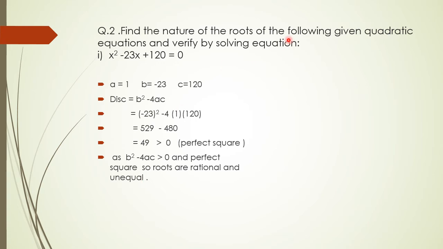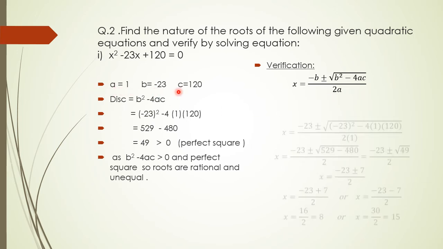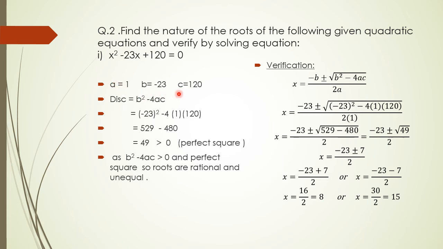This is the first part of our question, and now for the second part we have to verify that our roots are rational and unequal. For this verification we will use the quadratic formula, that is x = (-b ± √(b² - 4ac)) / 2a, and we already know the values of a, b and c. So after putting the values of a, b and c in the quadratic formula, x = (-(-23) ± √((-23)² - 4 × 1 × 120)) / (2 × 1).